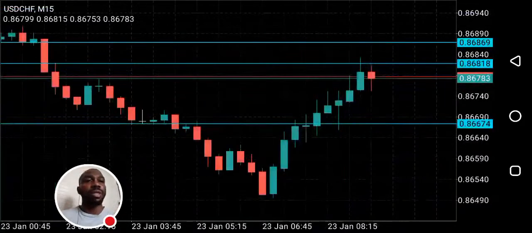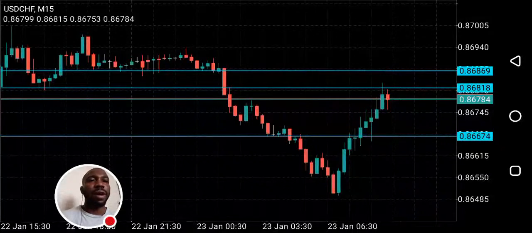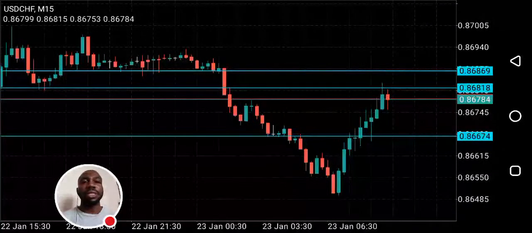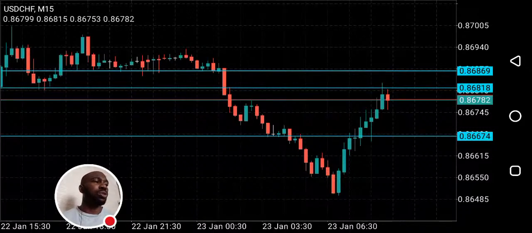Let's go to 15 minutes. So you can see on 15 minutes, this is what we have. Wait for the 1 hour candle to close. If it closes as a bearish reversal pattern, go down to a lower time frame, like 15 minutes and 5 minutes, and ensure there is a bearish reversal pattern on those time frames, then you execute your trade.